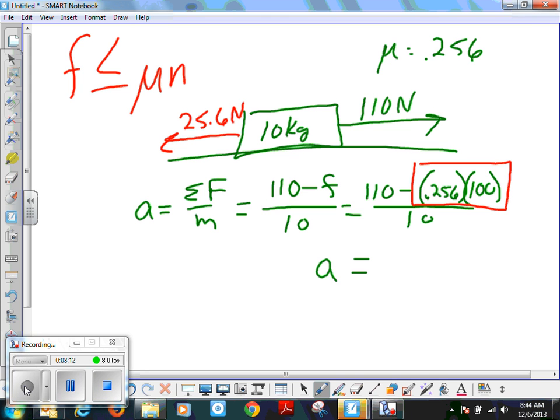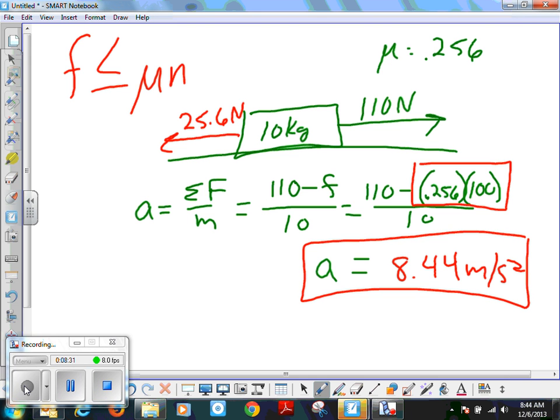Okay, so our acceleration then is going to be 110 minus 25.6 divided by 10, which is 8.44 meters per second squared. Can you do that?